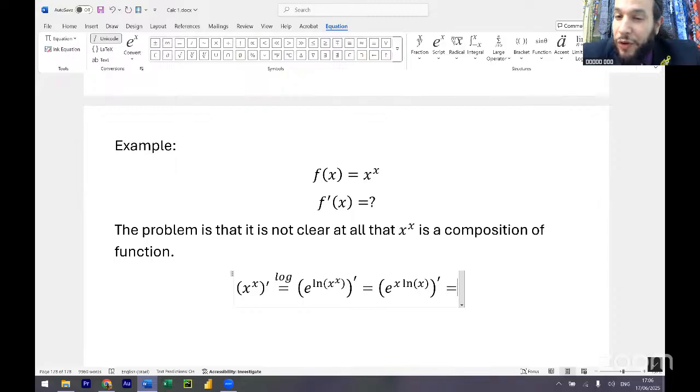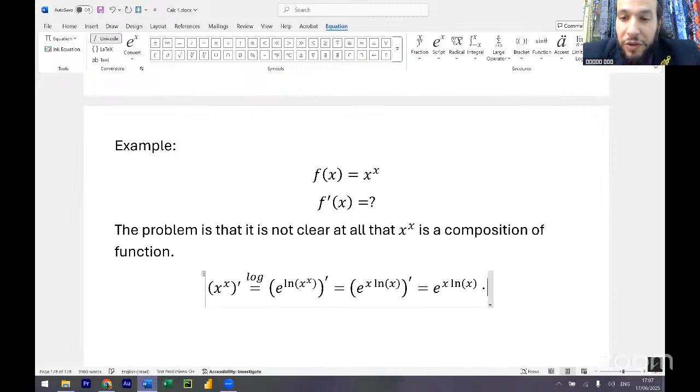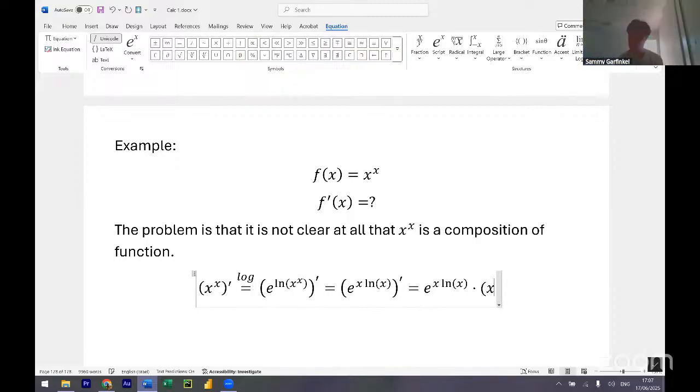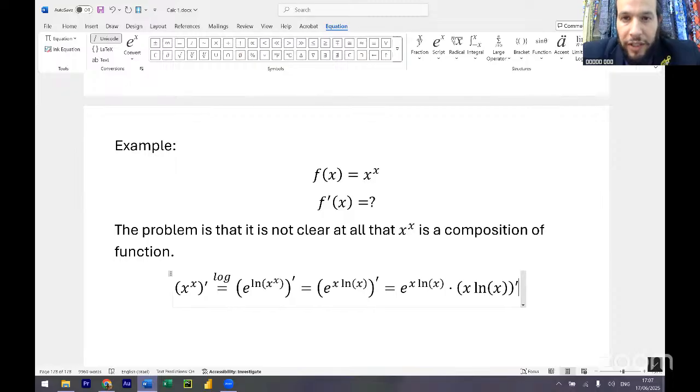So what's the derivative of the outer function? It's the same, so we have e to the x log of x. And what do we need to multiply by? The derivative of x ln x. Agreed? And that's a smaller problem.